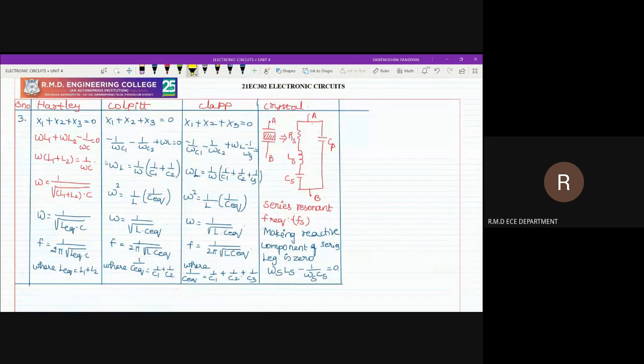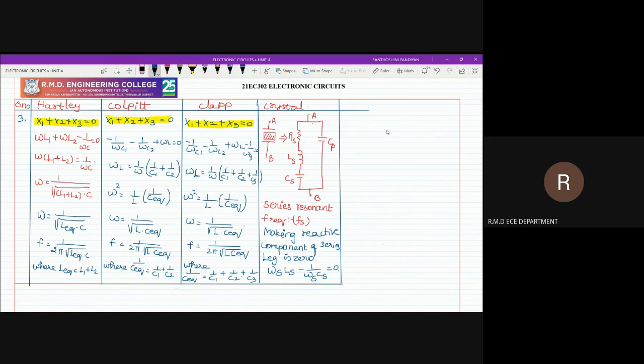Then the derivation. Just now we found, by equating the real and imaginary parts, this equation. So write this equation as the first point in all the oscillators. Then you have to introduce who is x1, who is x2, who is x3. In the Hartley oscillator, x1 and x2 are inductors, so an inductor can be represented by omega L1 plus omega L2.